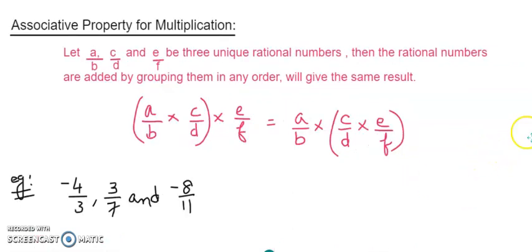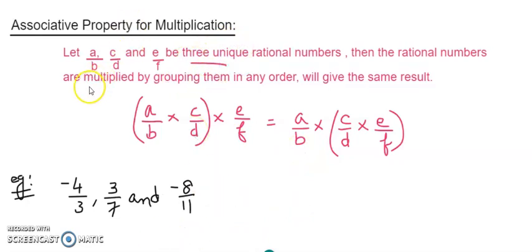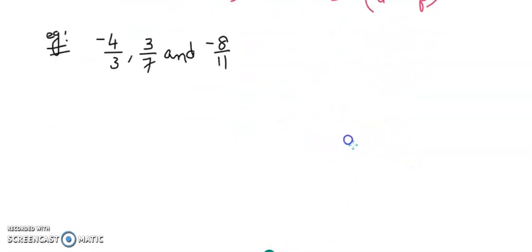Okay, the same applies for associative property of multiplication. Same, we are going to take three rational numbers and we are grouping them. Then the rational numbers are multiplied by grouping in any order, and the answer will be the same. Again, what we are going to do, we are going to multiply the first and the second. Whatever answer we get, we multiply with the third. Or we can multiply the third and second together, and the answer that we get, we multiply with the first.